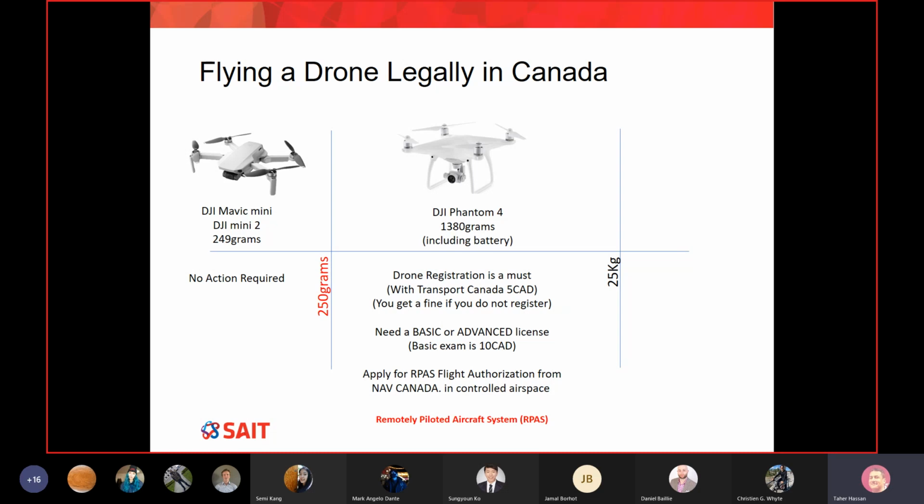Anything beyond 25 kilograms is a different story. It's a different animal. It's abided by several different rules. And those typically are not really for civil application. Those heavier drones are military. So let's focus on this range between 250 grams and 25 kilograms.